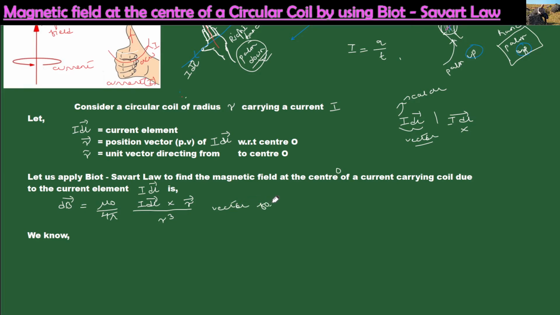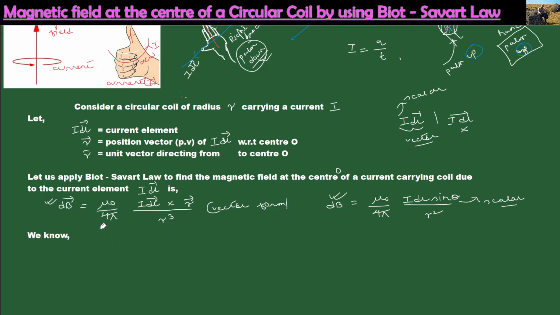Or in the exams, you can directly start from the scalar form. You can simply write dB equals mu naught divided by 4 pi, I dl sine theta, divided by r square. This will be Biot-Savart's law in scalar form. You can directly start from here, but in this case, I will start from the vector form.